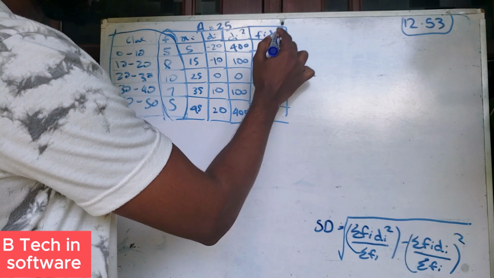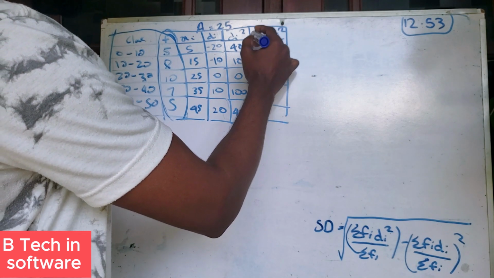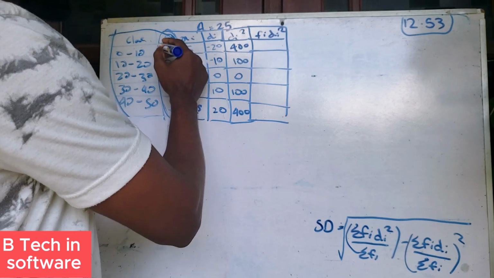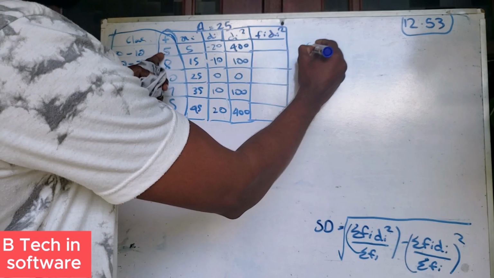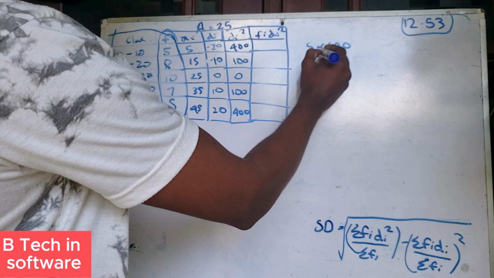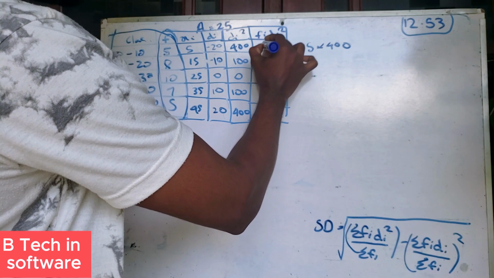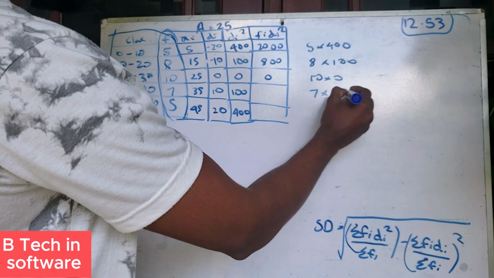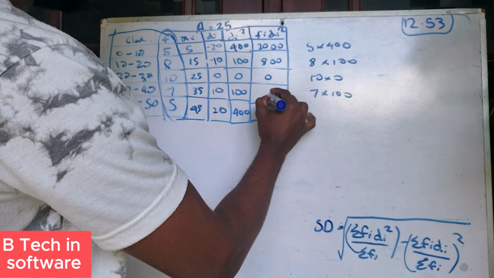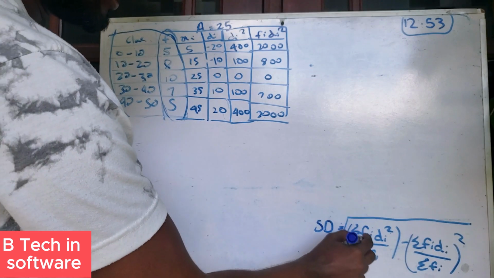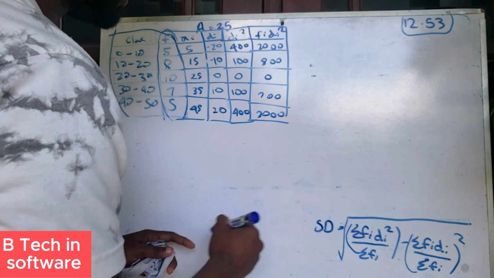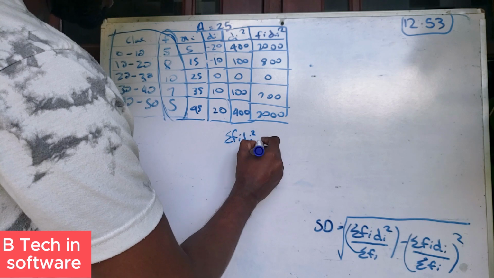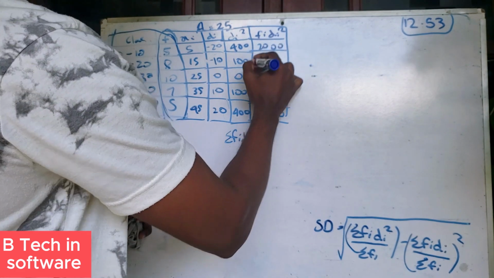Now you need to find fi di squared. To find fi di squared we need to multiply this column with this column. That means 5 times 400, 8 times 100, 10 times 0 is always 0, 7 times 100, and then we need to calculate sigma fi di squared. Sigma fi di squared means we need to add all the values in this column.